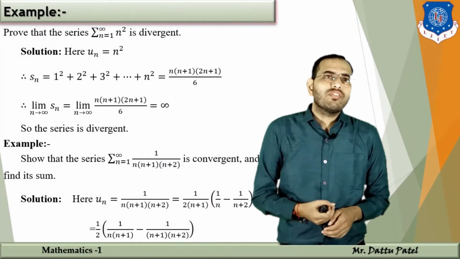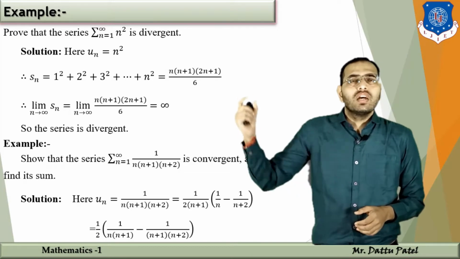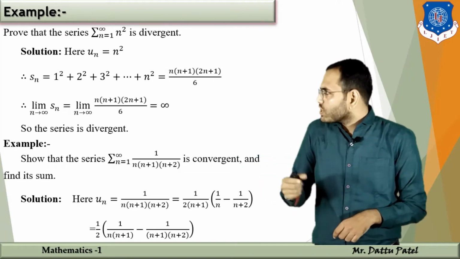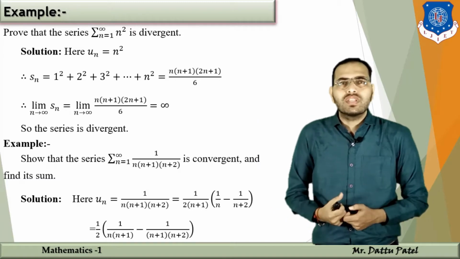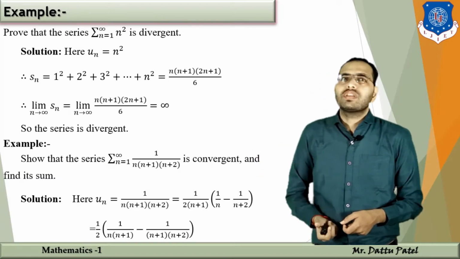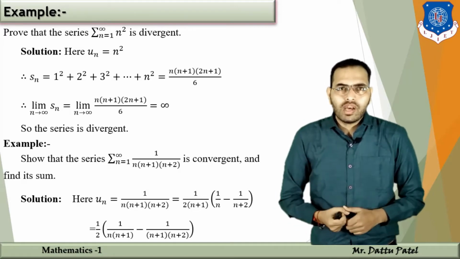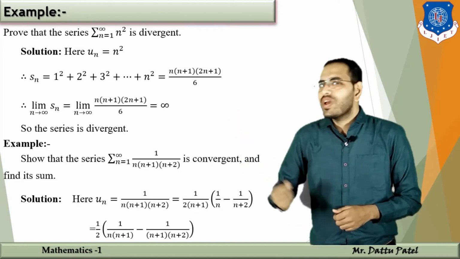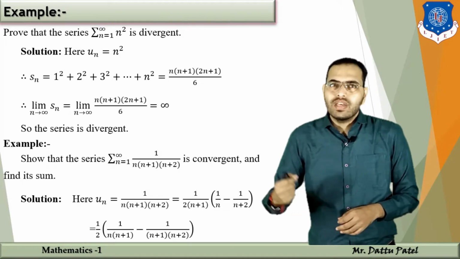Summation n equal to 1 to infinite n square is divergent. Here un is n square. Now substituting n equal to 1, 2, 3, 4, 5 and so on, our Sn becomes 1 square plus 2 square plus 3 square plus 4 square up to n square. You are all aware that sigma n square is nothing but n into n plus 1 into 2n plus 1 by 6.